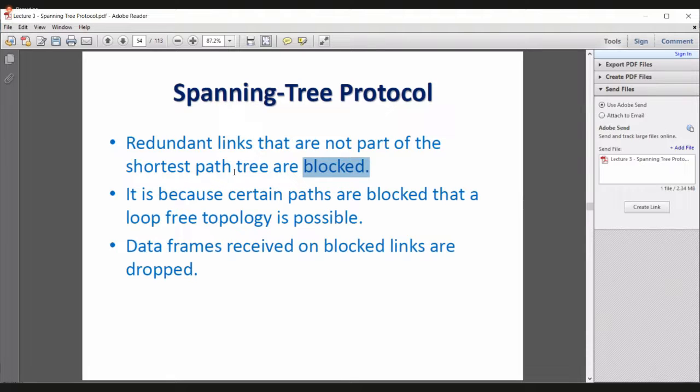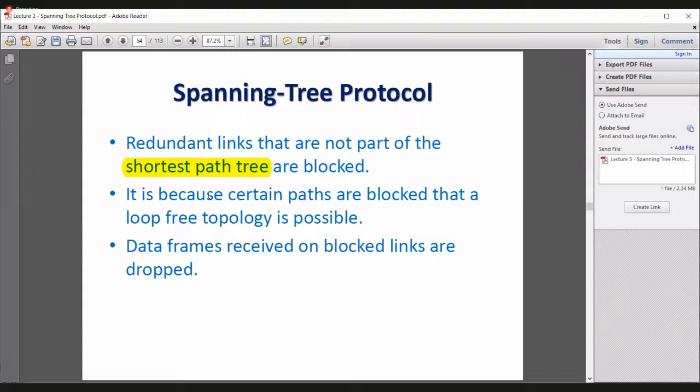Moving forward, here it says redundant links that are not part of the shortest path tree are blocked. Then we are going to find the shortest path tree. This is the shortest path tree. So whatever redundant links are outside that shortest path tree are blocked. Those are physically available, but logically not available. Then after some time, if the presently active link is down, the blocked one will come into the picture to contribute to the communication, right?